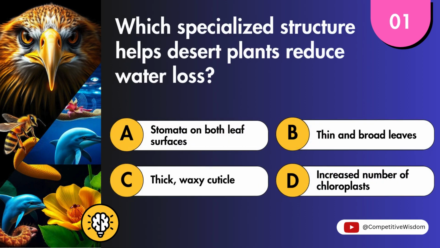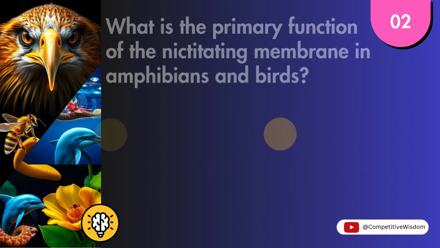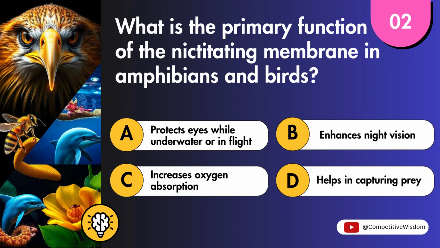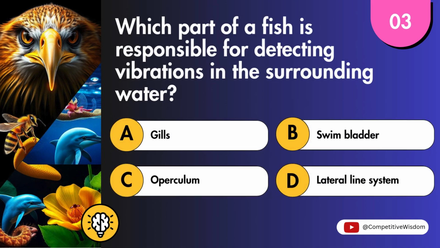Which specialized structure helps desert plants reduce water loss? What is the primary function of the nictitating membrane in amphibians and birds? Which part of a fish is responsible for detecting vibrations in the surrounding water?